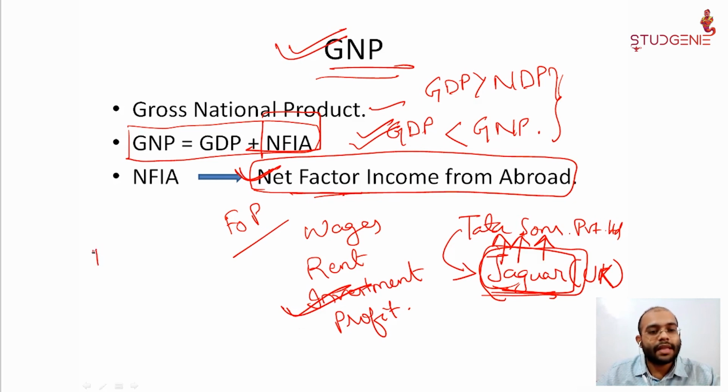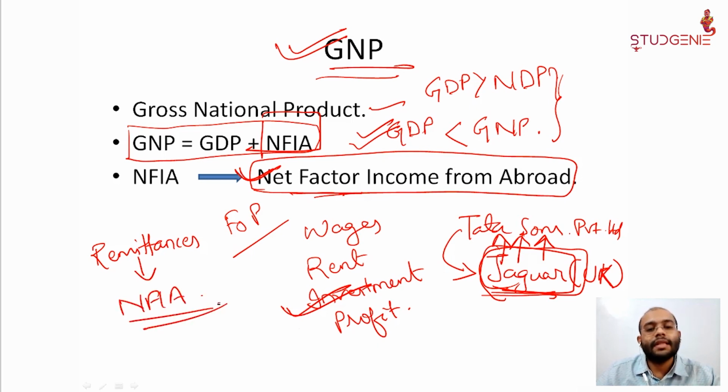And remember one thing, remittances are not a part of NFIA. If anyone says that remittances are a part of NFIA, then don't go by it, because remittances are never ever a part of NFIA.